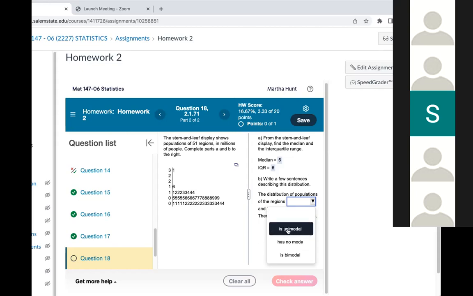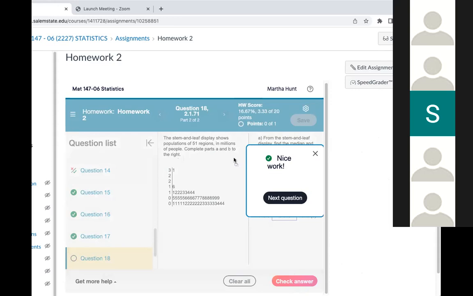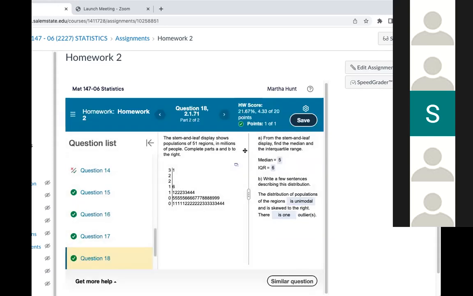Can we try unimodal and see if it works? And then it's definitely skewed to the right and there's only one outlier. Let's see if my hunch that it's unimodal is correct. Okay, it agreed that it was unimodal. The reason I said unimodal is this looked like the one and only mode. Okay, in the interest of time, let's go on to number 19.